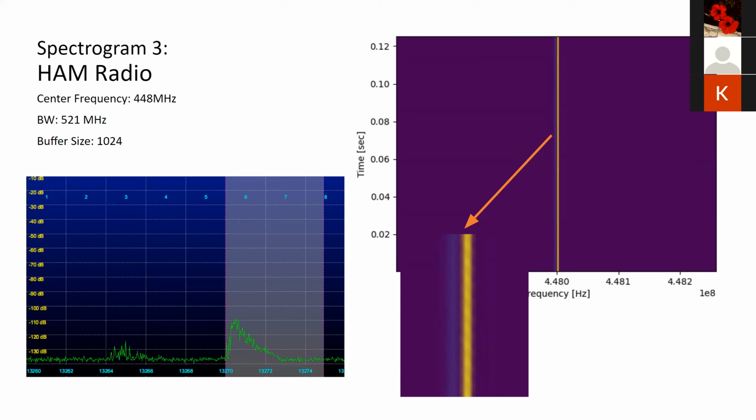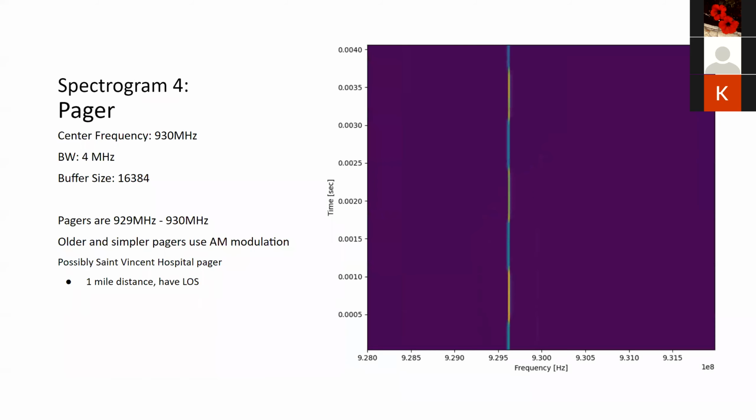And on our spectrogram on the right, you can see the bright yellow line of the carrier frequency and then the much dimmer blue of the weaker signal on one side of the carrier frequency. For this, we used a bandwidth of 521 megahertz because that's the lowest the Pluto can go, even though the actual bandwidth for a ham radio transmission is much, much smaller.